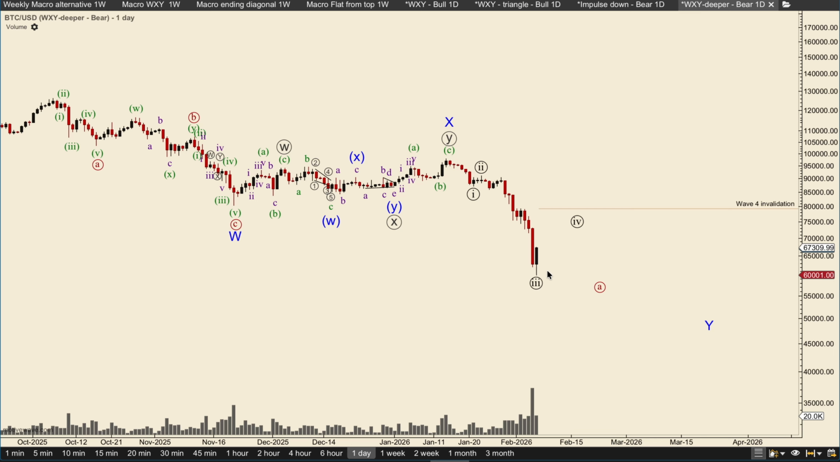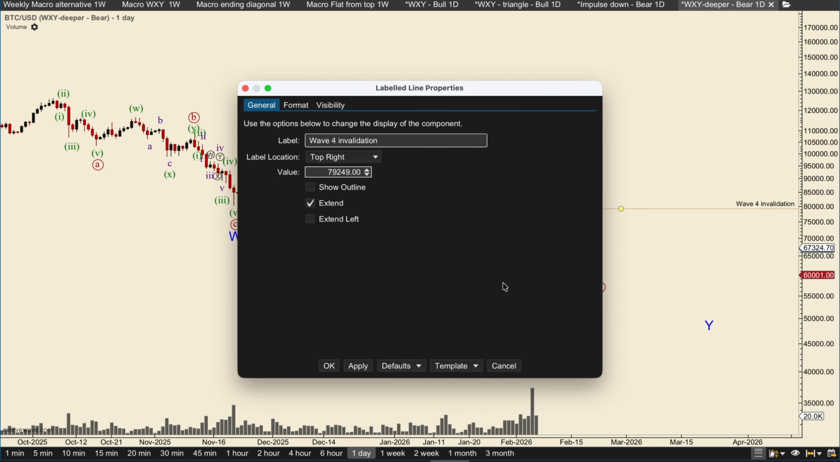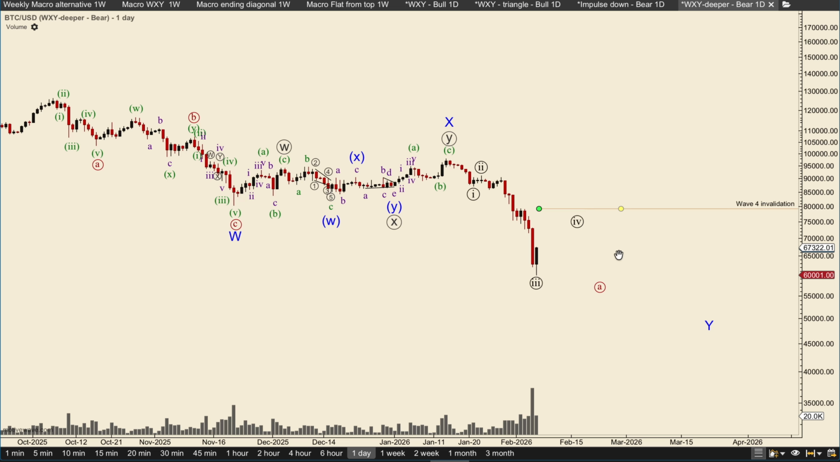The wave 3 is usually the longest one. So, unless we break this wave 4 invalidation, this has the higher probability right now, but it also depends on this structure, if it is impulsive or if it is in a corrective manner. So keep an eye out on this. This is the magic number now for this session basically. So at 79,249, that invalidates a wave 4 in an impulse like that in a more downwards facing scenario.